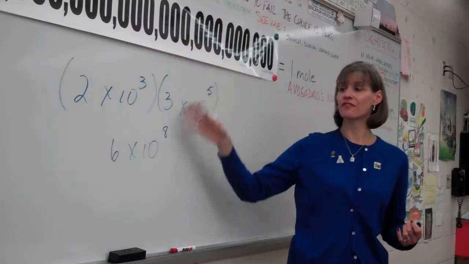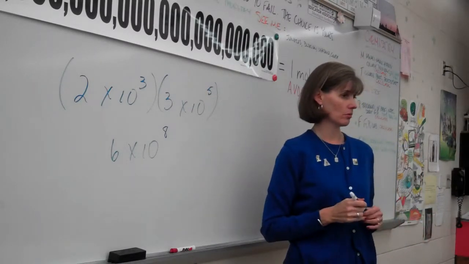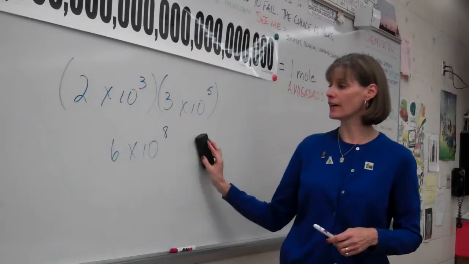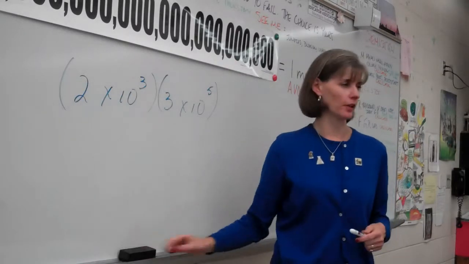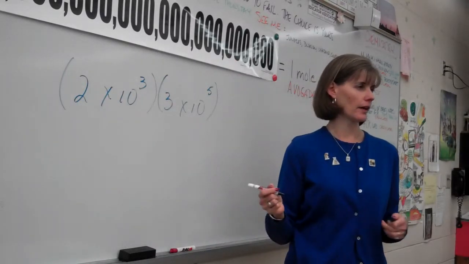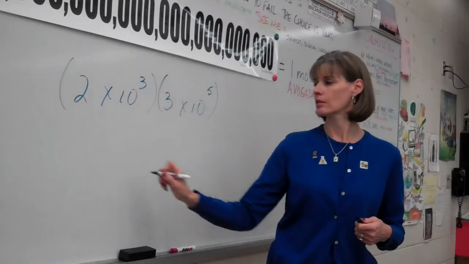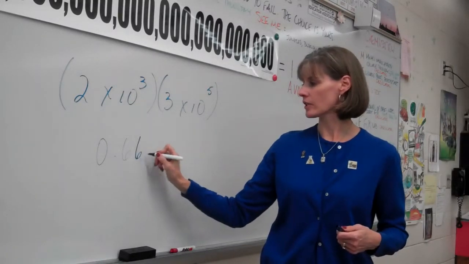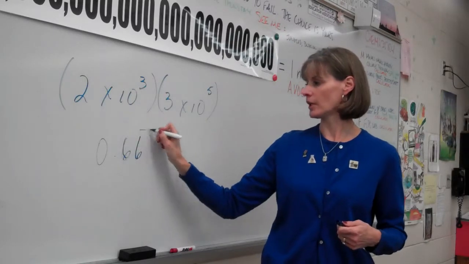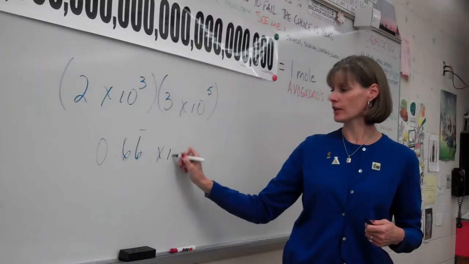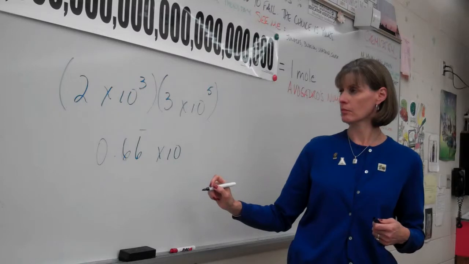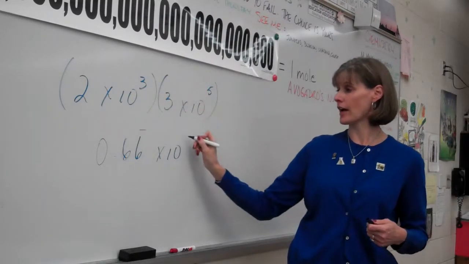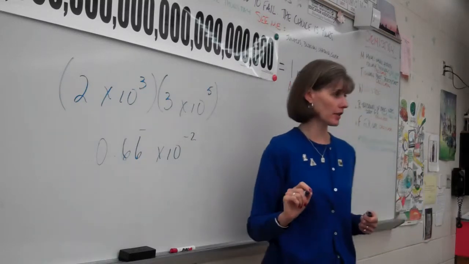What if we were dividing those? We would subtract the exponents. So 2 divided by 3 would get us what, roughly, in decimal? 0.6666, repeating, times 10 to the what? Negative 2. Why negative 2? Because you subtract the exponents, 3 minus 5. Now, is this correct scientific notation?